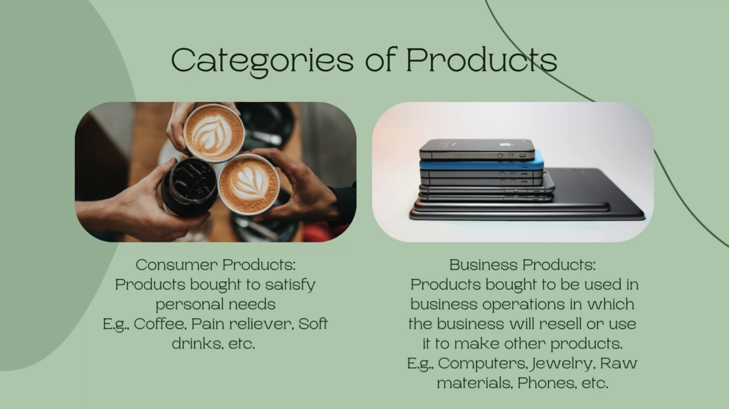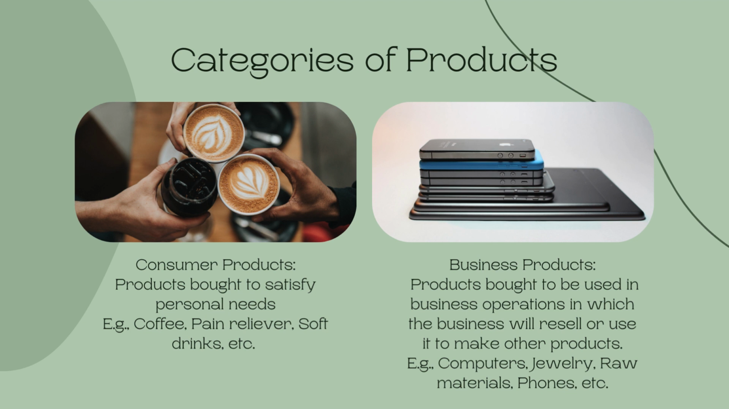Diving a little bit deeper into those two categories, we'll start with consumer products, which are products bought to satisfy personal needs, like coffee, your everyday, your Starbucks, your Dunkin', your Big B if you're from downstate. And then your pain relievers like Aleve, and is that even a pain reliever? Ibuprofen, Tylenol. And then your soft drinks, Coca-Cola, Pepsi, Dr Pepper, whatever your favorite is, it falls under here.